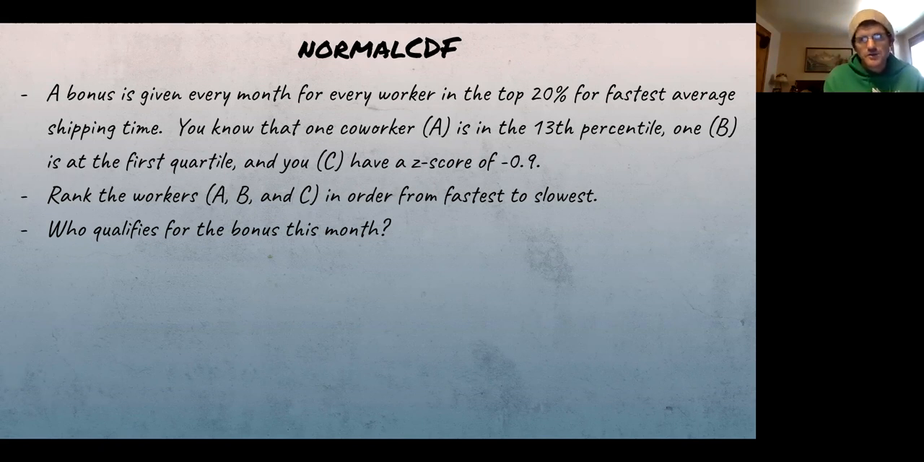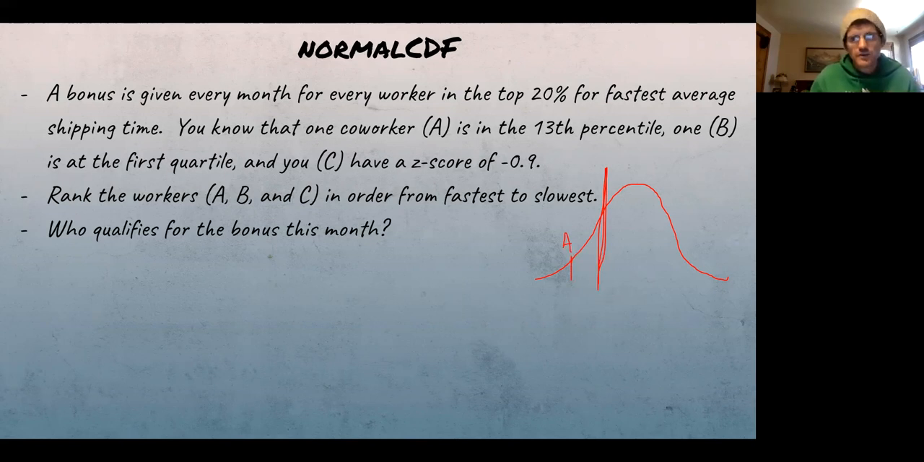So we got 3 workers, and one of them's in the 13th percentile. I already know where they are. All right, so if I've got this normal distribution, the top 20%, I'm just gonna guess, is about right here. So that's the top 20%. Here's the cutoff. The 13th percentile means 13% of the data falls below them. They're already in the top 20%. And I'm just gonna guess, here's A. That's probably too low as far as where it should go, but it works for our purposes.